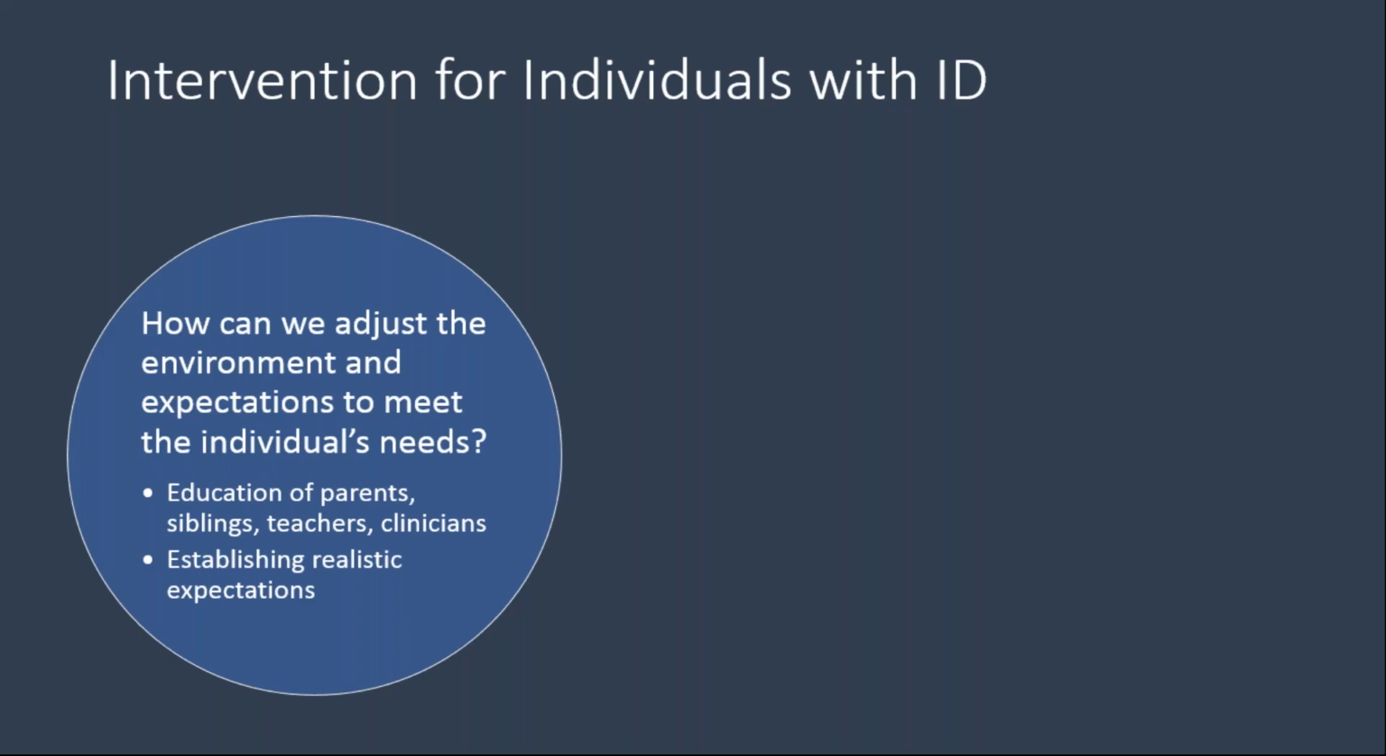And a lot of times this also includes establishing realistic expectations. So we have to think about when we're trying to intervene for an individual with an intellectual disability, how are we going to help them learn? How are we going to reduce behaviors, for example, that might be getting in the way of their ability to learn or function in their environment?